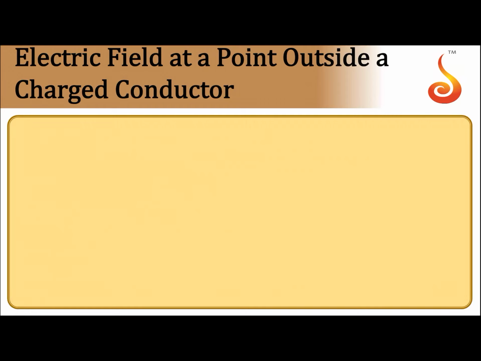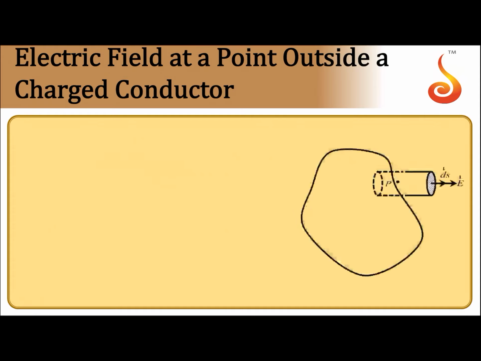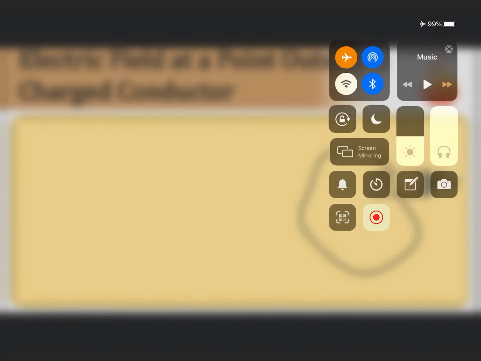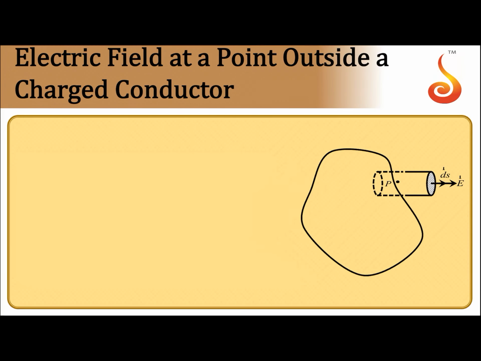Electric field at a point outside a charged conductor. This is a general case where any arbitrary shaped conductor can be considered. So, let us consider a conductor of arbitrary shape. Let us say it is given some charge. So, it is a charged conductor. Let us say some positive charge is given to it.